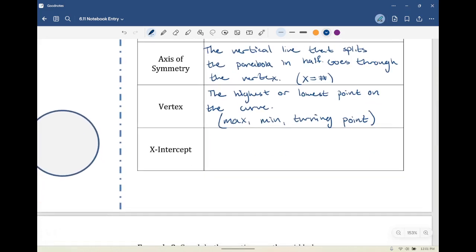As we continue on this unit, we'll also talk about the fact that it's also where it changes from either decreasing to increasing or increasing to decreasing. And so again, that phrase turning point will come back up.